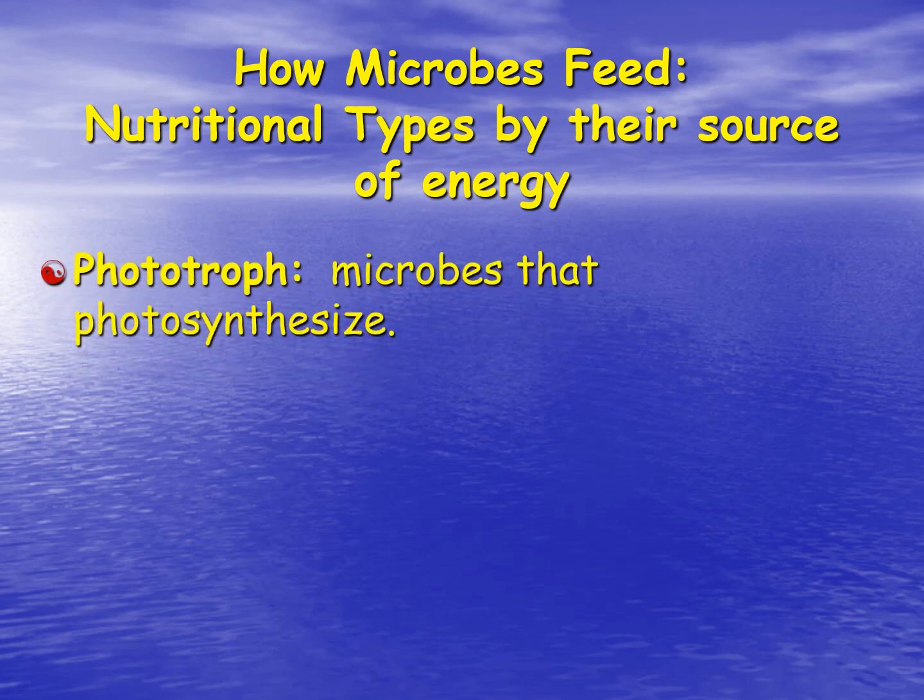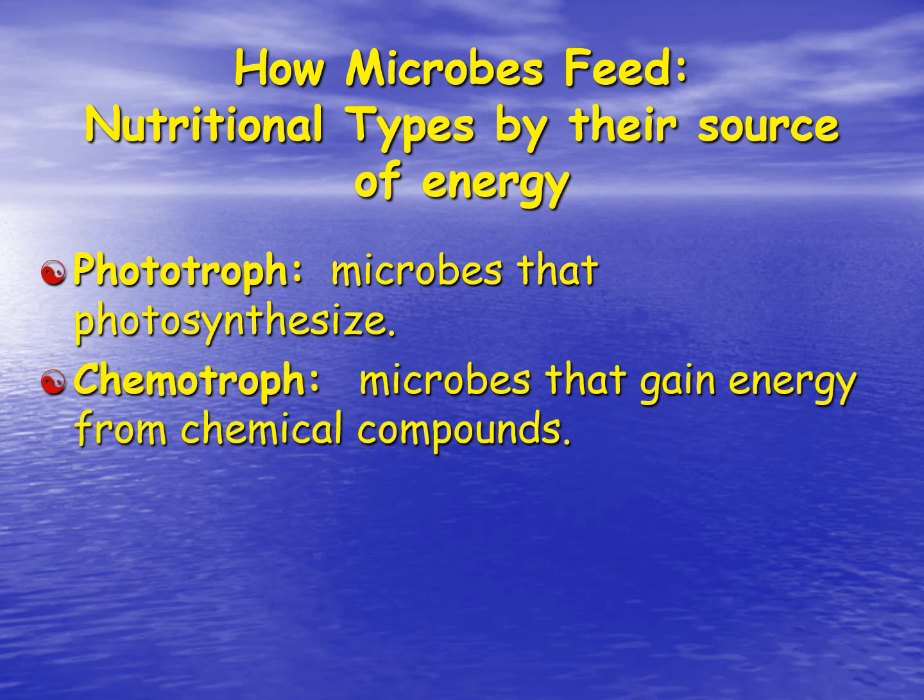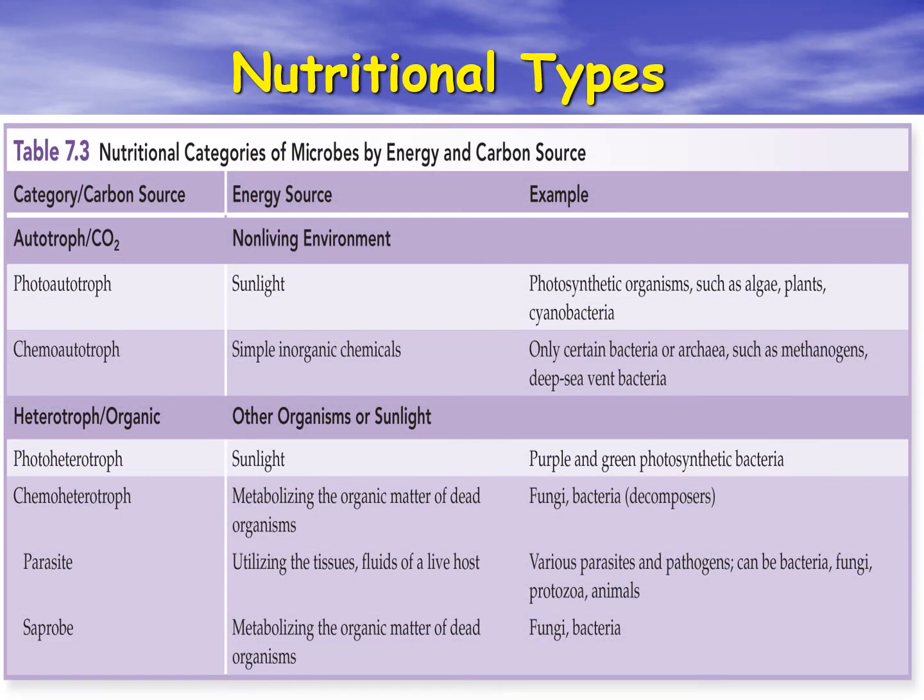How do microbes actually feed? Where do they get their source of energy? Well, if you're a phototroph, these are microbes or cells that can use photosynthesis. So they're going to convert light energy into chemical energy. Chemotrophs, on the other hand, are microbes that gain energy from chemical compounds, and these can either be inorganic sources or organic sources. So we can utilize classification of how cells actually get their energy and their carbon source.